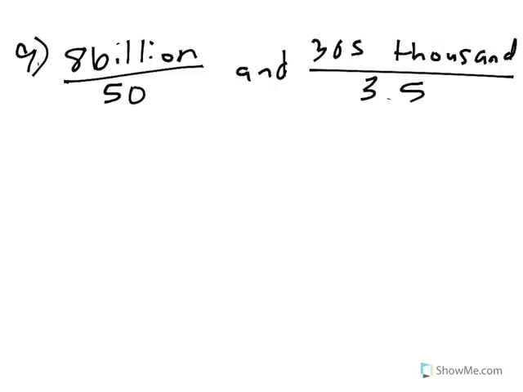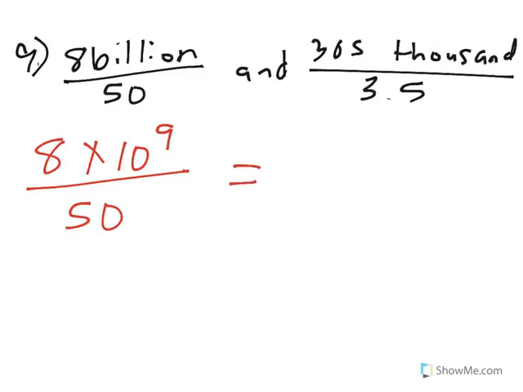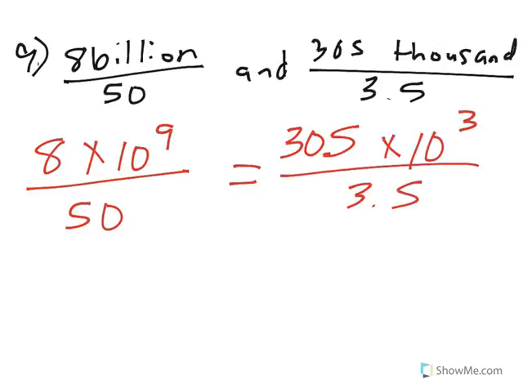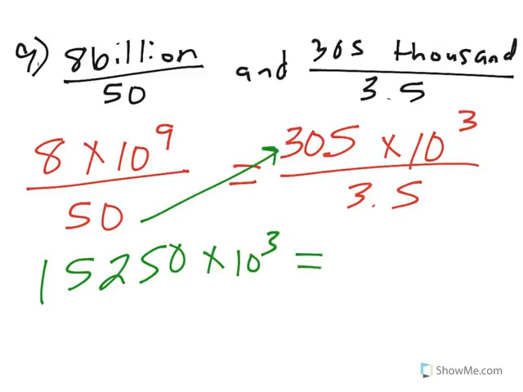Number 9, 8 billion. Again, I'm going to change this first, changing words to numbers. So 8 billion is 8 times 10 to the ninth divided by 50. And 305,000, so that's 305. 1,000 means 3 over 3.5. So now when I cross multiply, I would say I went this way first, and I got 15250 times 10 to the third equals, now when I go this way, 3.5 times 8 gives me 28 times 10 to the 9th.